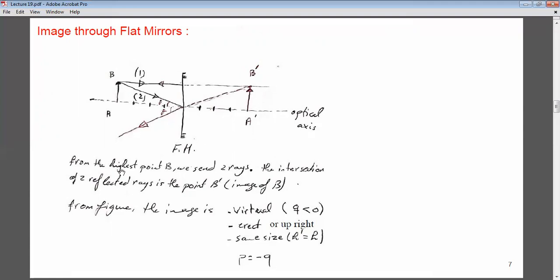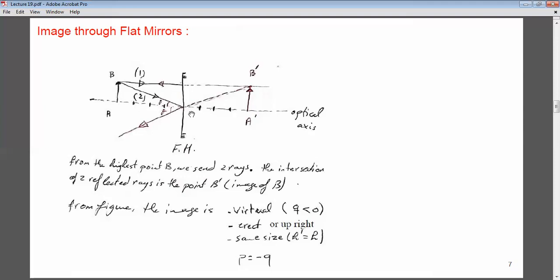Notice from the figure, the image is virtual because it is behind the mirror. That is, Q is negative. It is erect, that is, it is upright, and it is the same size as AB. So if AB is a 3, A prime, B prime is a 3. When you draw these things, you draw them exactly. So you use a mirror.